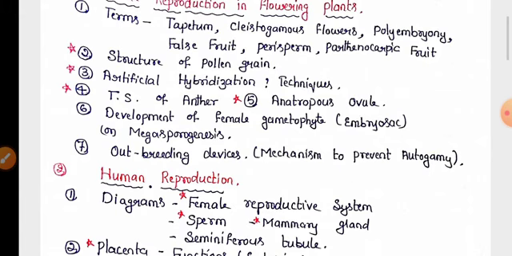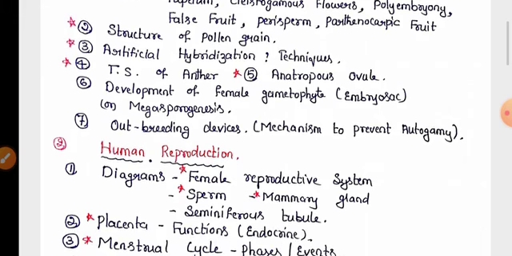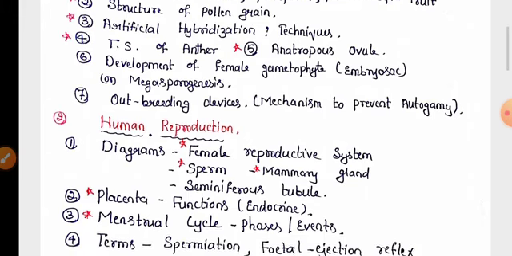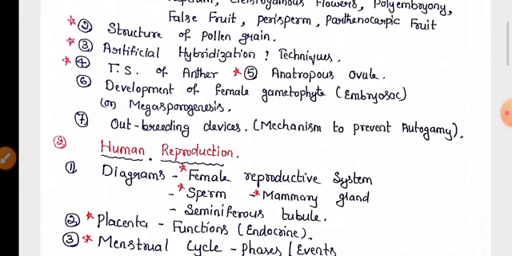For 3 marks, they may ask you the structure of pollen grain, which is very important. Then artificial hybridization definition and 2 techniques. Then about the TS of anther. Then 5th question, anatropous ovule. So 2nd, 3rd, 4th and 5th questions are very important to the exam.